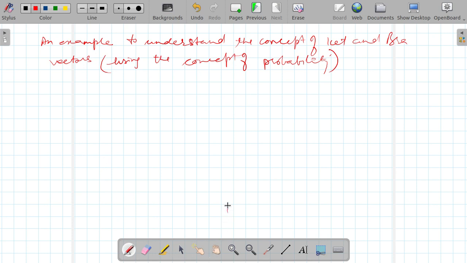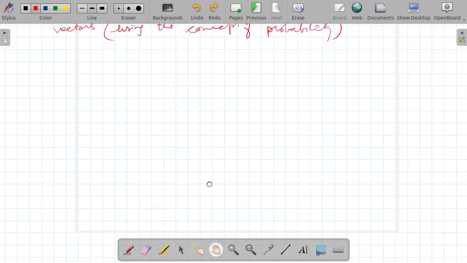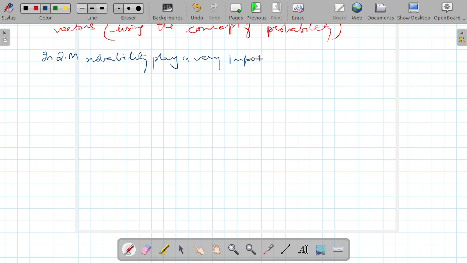So in quantum mechanics, probability plays a very important role. Let us take an example, an example of probability.